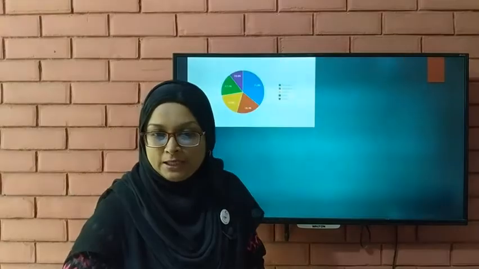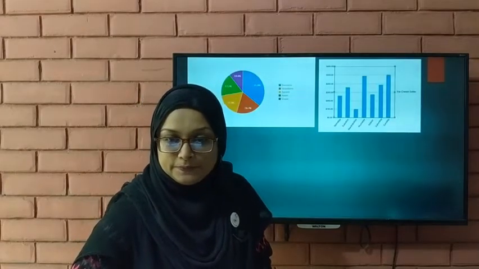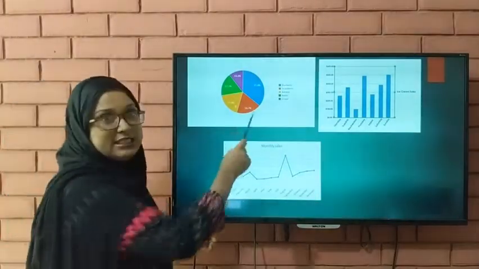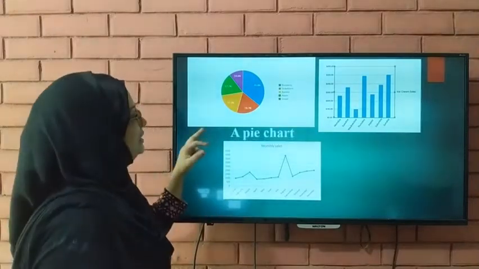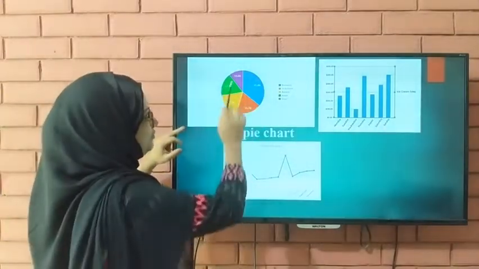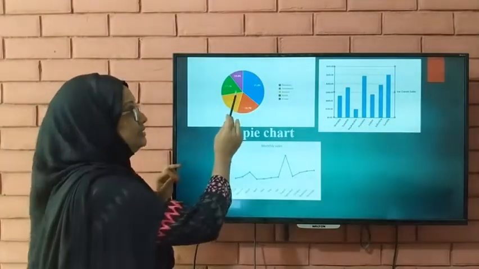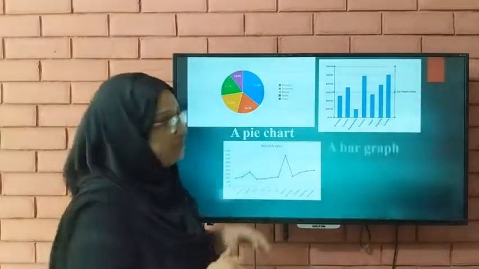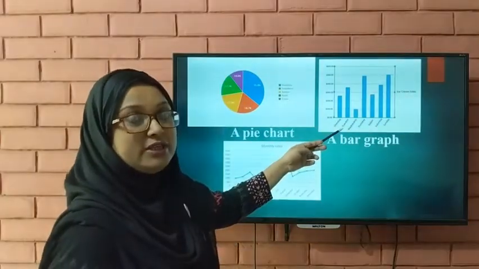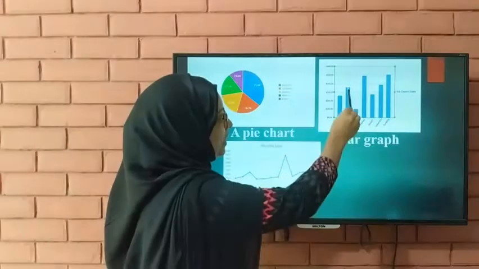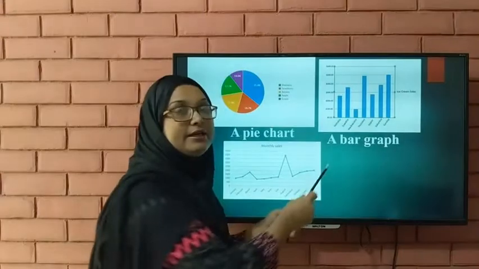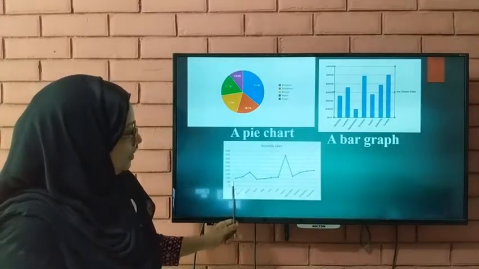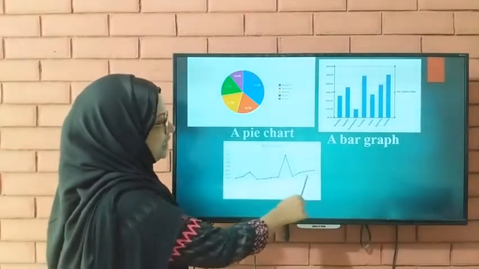As usual, now look at the picture. Can you see? What can you see here? What is this? Can you name this? This is a pie chart. Look, this is the shape of a pie, and this is a chart, so this is called a pie chart, right? Look at this. What can you see here? This is a bar graph. This is the bar, you can see, and as it is the graph, you can say it is a bar graph, right?